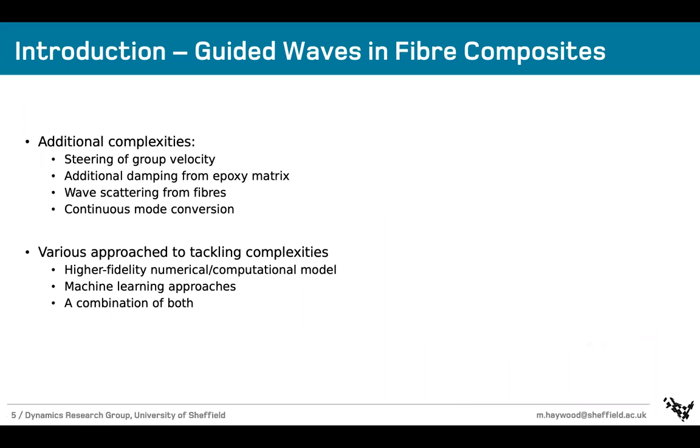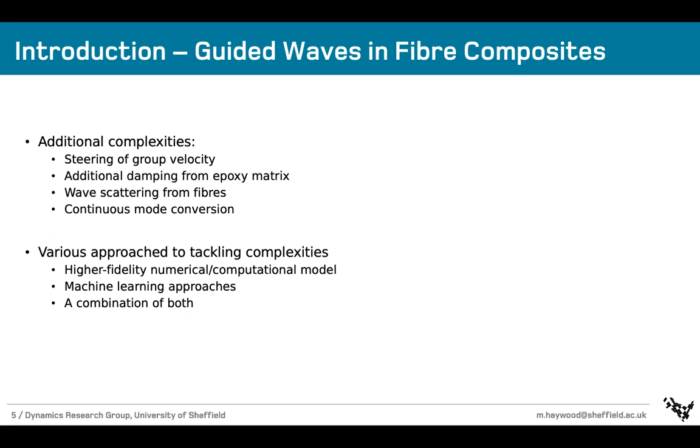So for guided waves in fiber composites, some of the additional complexities are that you get a steering of the group velocity. Dependent on the propagation direction, it will change the actual velocity of the wave itself, which, as you can probably intuitively imagine, really affects our localization. You get additional damping from the epoxy matrix as well as the fibers. You get wave scattering from the fibers, continuous mode conversion. I won't go into details about these, but you can see that there's a number of complexities that appear from that.